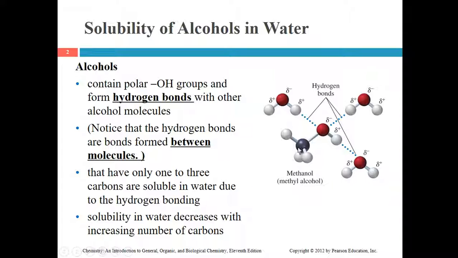However, once our carbon chain gets longer than 3 carbons, the solubility decreases. The question could be, why? Because then more of the molecule is carbon and hydrogen only, the nonpolar side. If we have more nonpolar side of our molecule than the polar side, that inhibits the ability to form these attractive forces, these hydrogen bonds with water, which means it inhibits the ability to be soluble in water.